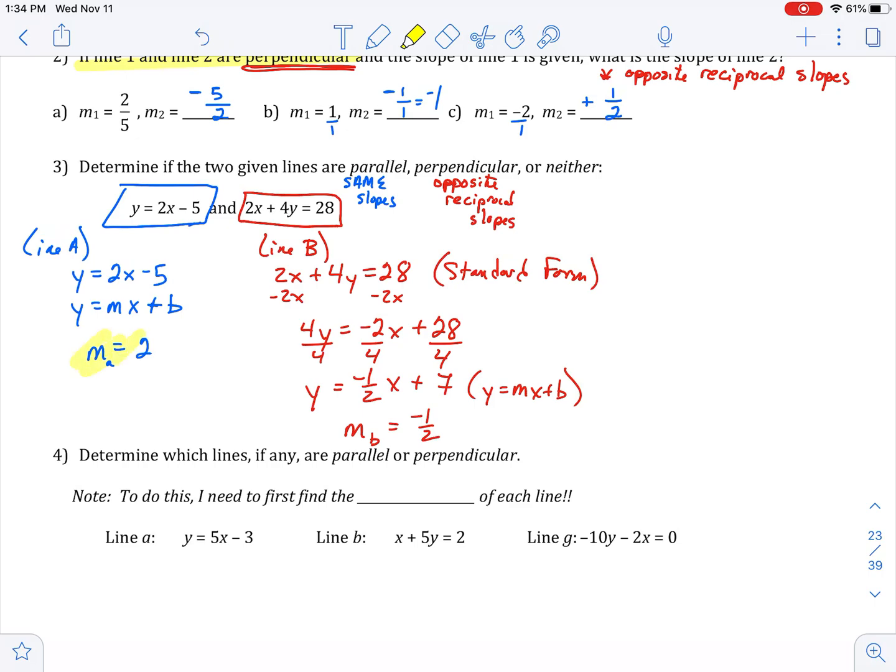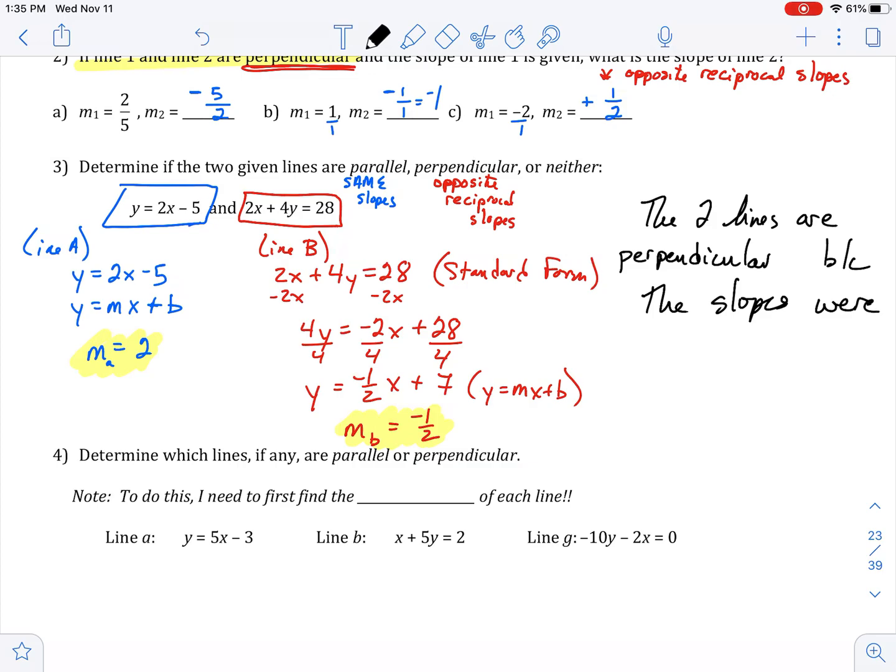Here is where we make that comparison. If line A has a slope of 2 and line B has a slope of -1/2, our conclusion is the two lines are, we take a look at 2 and -1/2, those are going to be opposite reciprocals. And we can provide the reasoning and say that the two lines are perpendicular, because the slopes were opposite reciprocal.